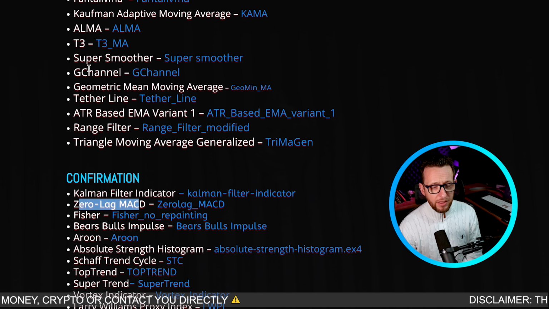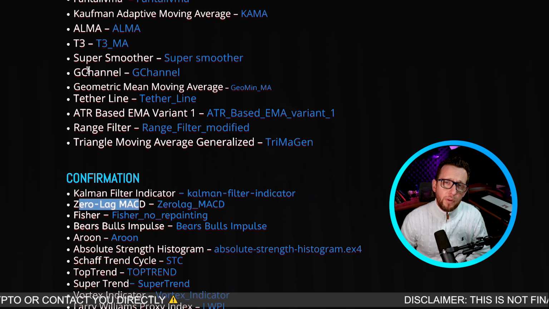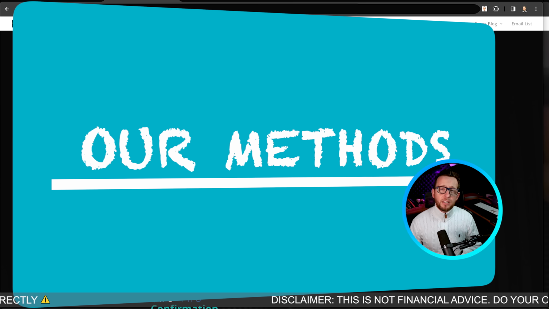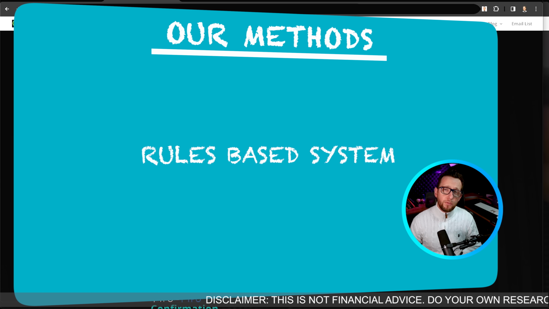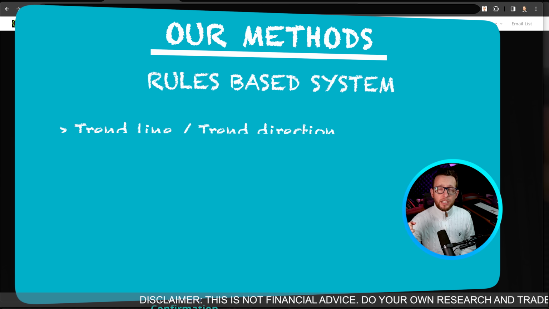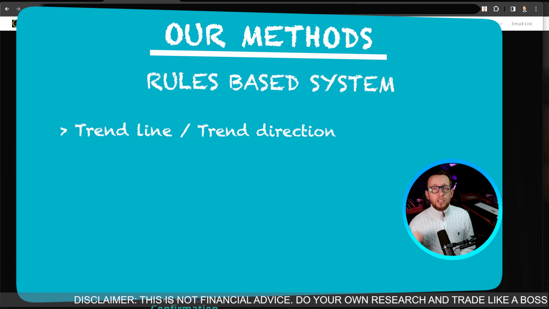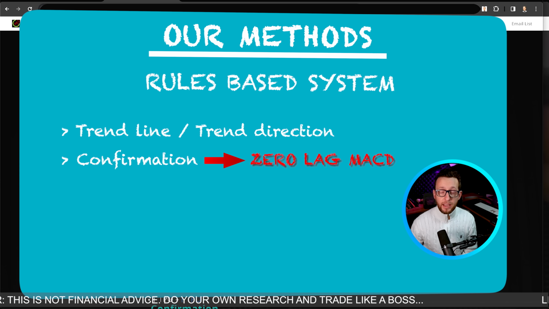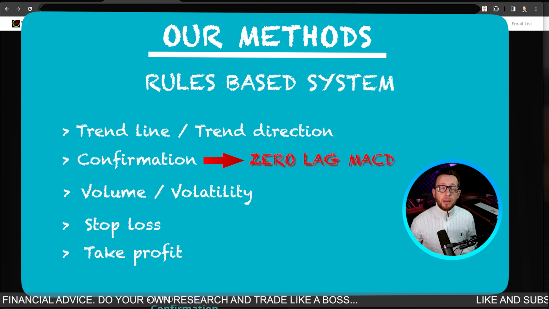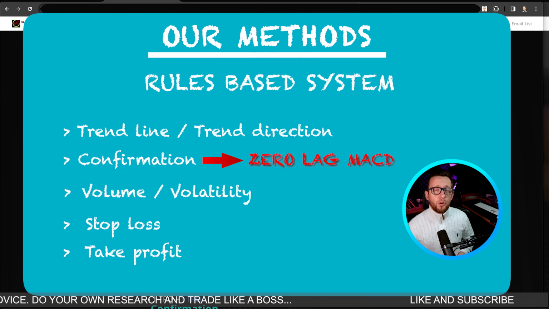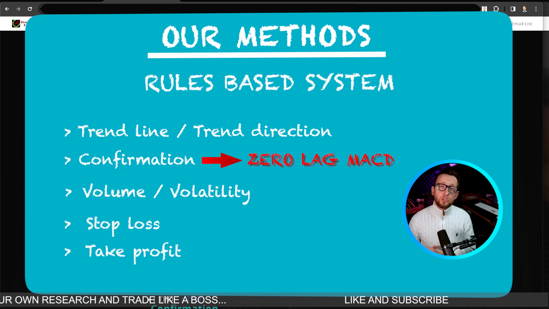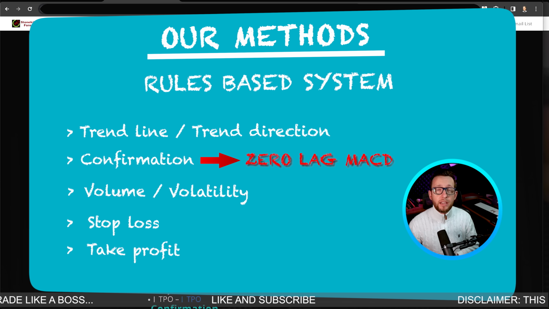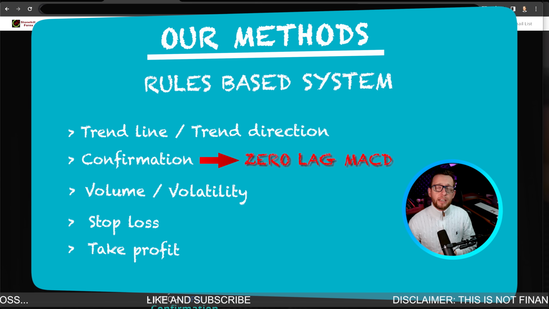We'll be using some other indicators here on this channel. We build trading strategies, not just indicators, and our methods allow us to create trading strategies with rules. The rules include a trend line or a trend direction. We then have a confirmation indicator, which is going to be the zero lag MACD today, and then we'll have a couple of other indicators that help us to confirm those entries. We'll use tools to backtest these trading strategies so we can see how well they would have performed on historical data. That way we're not trading blind.